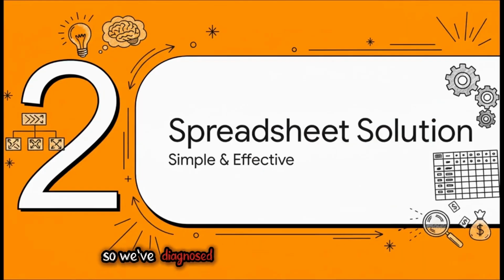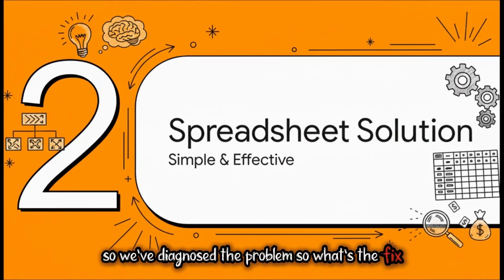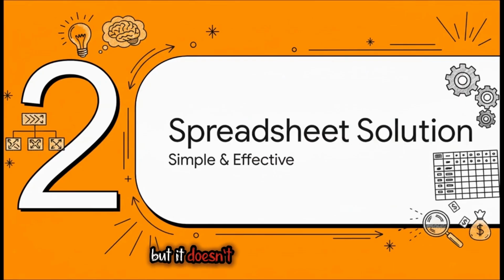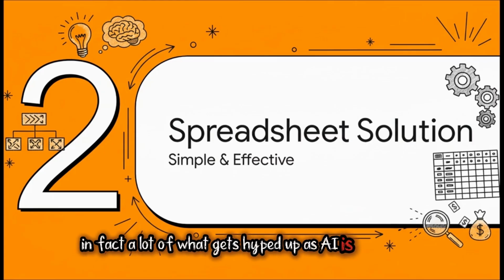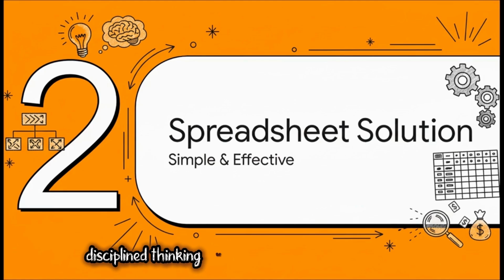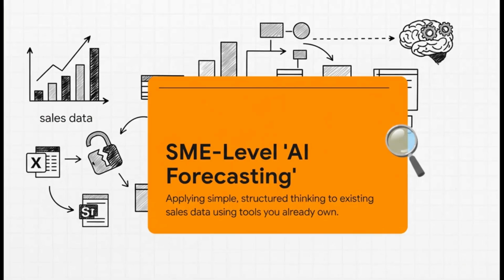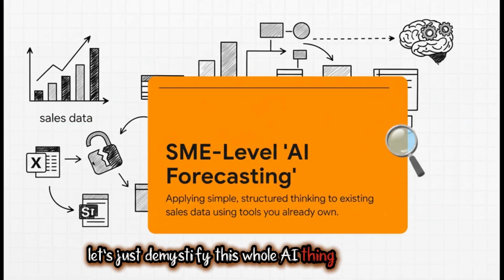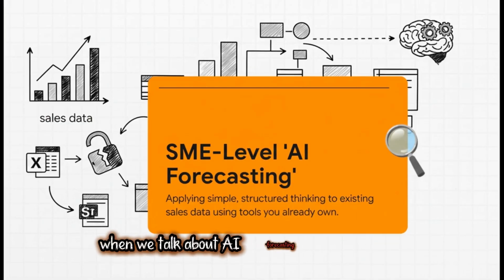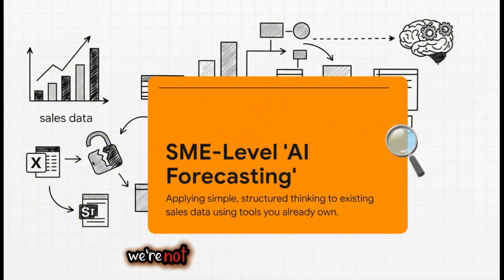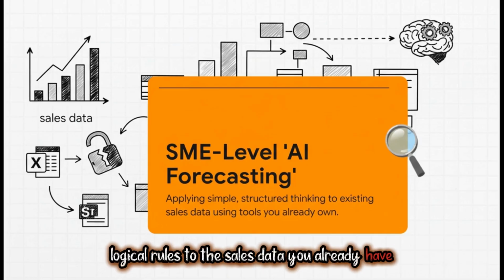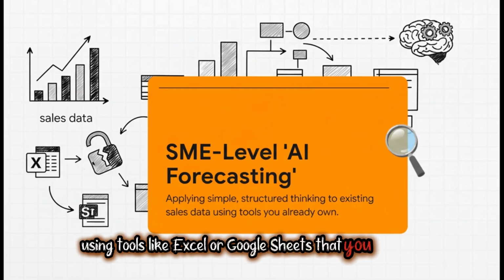Okay, so we've diagnosed the problem. So what's the fix? Well, it might surprise you, but it doesn't involve some fancy, expensive software or crazy algorithms. In fact, a lot of what gets hyped up as AI is really just structured, disciplined thinking that you apply over and over again. Let's just demystify this whole AI thing for a second. When we talk about AI forecasting for small and medium businesses, we're not talking about some complicated black box that nobody understands. We're talking about applying simple, logical rules to the sales data you already have, using tools like Excel or Google Sheets that you already own.